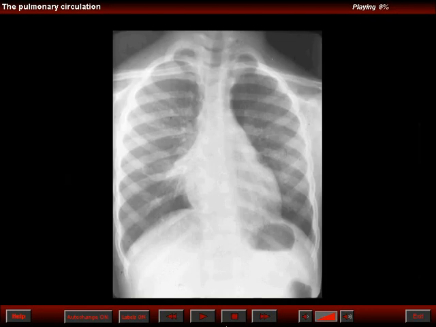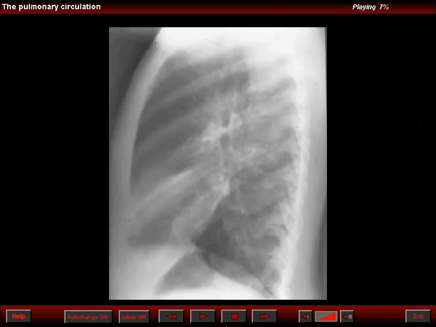Hyperinflation of the lungs may be the result of transient air trapping as seen with bronchial asthma. This patient had a middle lobe syndrome, that is collapse of the middle lobe, which results in blurring of the right heart border, and note that the lungs are markedly hyperlucent.